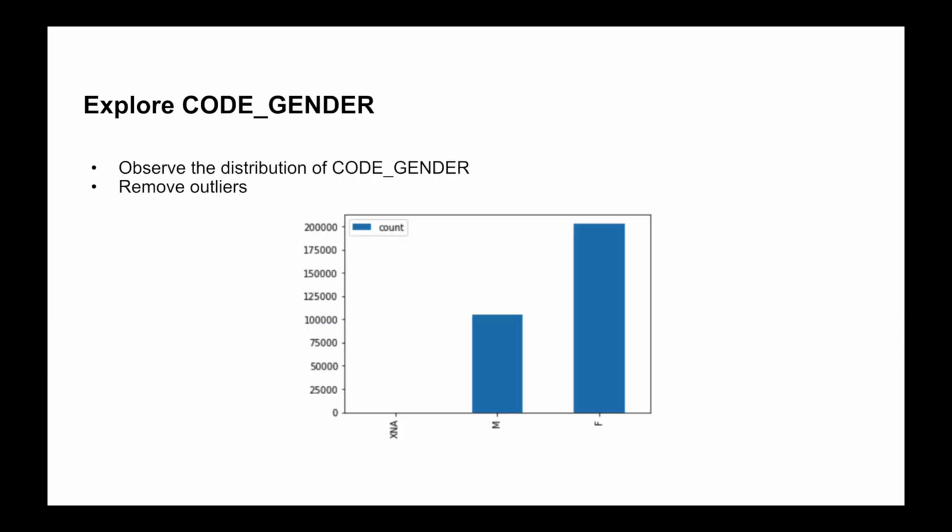We also explore code gender. From the distribution, we can see that only a few records have code gender equal to XNA. We regard those as outliers, so we just remove those records from our dataset.